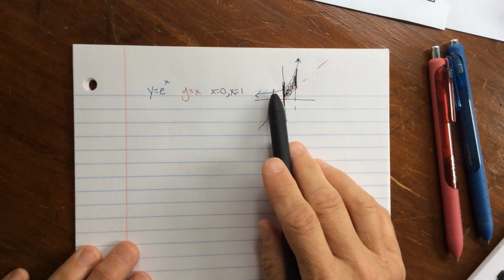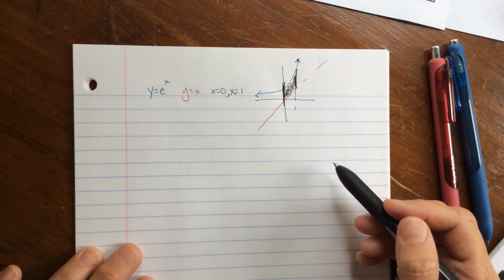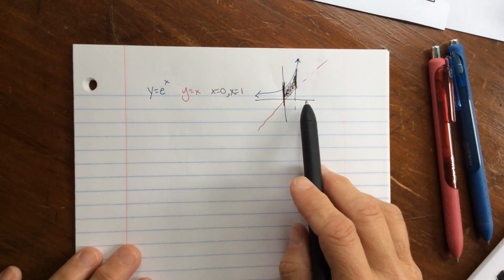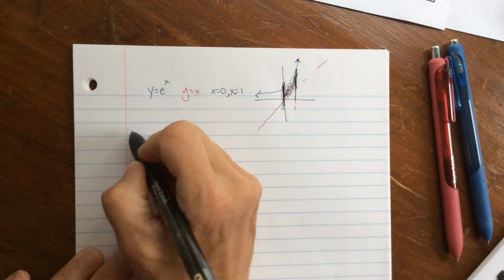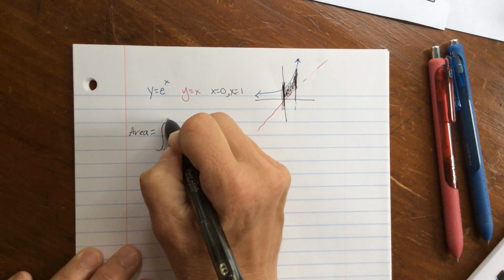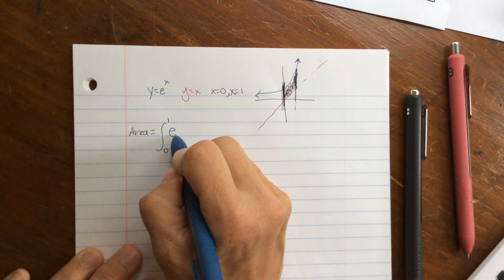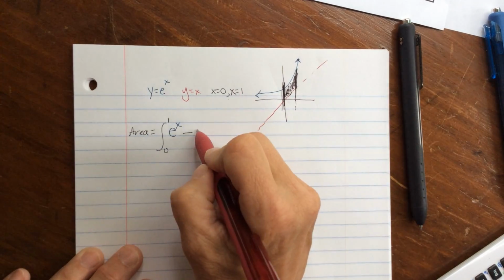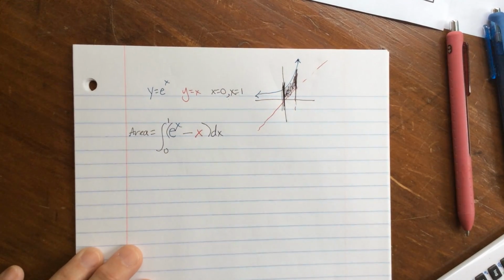So these two graphs, the two functions themselves do not intersect. But that's okay. We have what we need in order to determine the lower and the upper bound. Our lower and upper bound are going to be 0 to 1. So to find the area, lower bound is 0, upper bound is 1. My top function is e to the x minus my lower function, which is x, and then I just need to integrate that with respect to x.